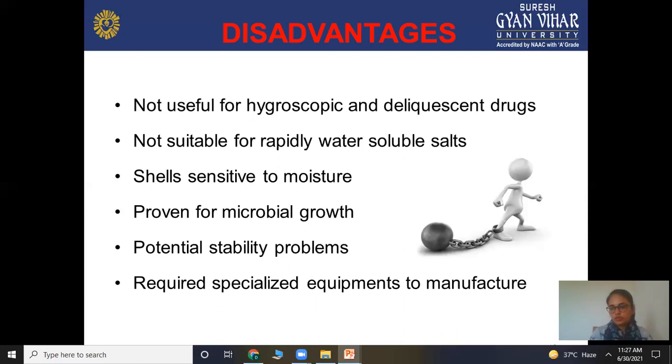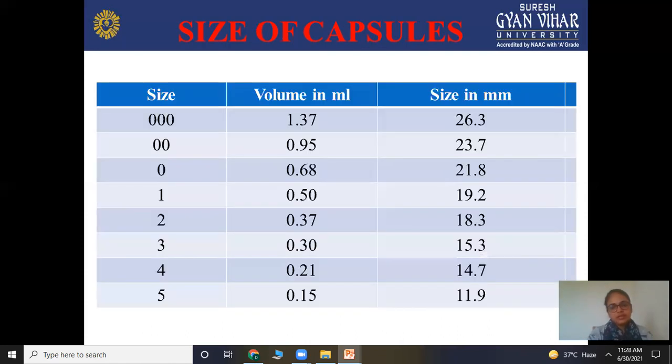So there may be different equipment used for manufacturing of this shell, or cap and body part. After this, you fill the formulation in this capsule. So specialized equipment is used for the manufacturing of gelatin capsules. These are the sizes of capsule.